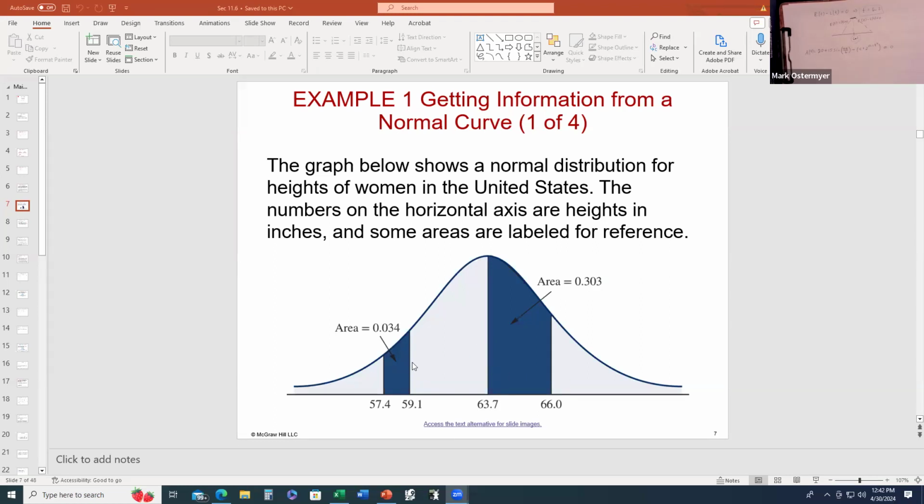Okay. So these areas are really proportions or percentages or probabilities. Because I could ask myself, what's the probability that if I randomly select a woman in the United States, her height will be between 57.4 and 59.1 inches? The answer to that question would be the probability would be about 3.4% or 0.034. So areas are equal to probabilities.